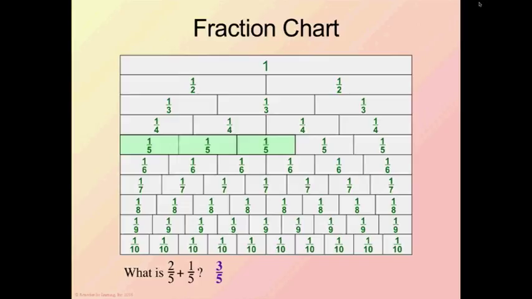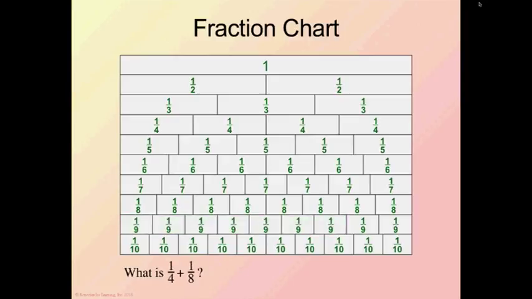Let's do another one. 5/9 plus 2/9. 5/9 plus 2 more 9ths right there. And how many do I have altogether? I have 7/9. Oh, that's super easy.